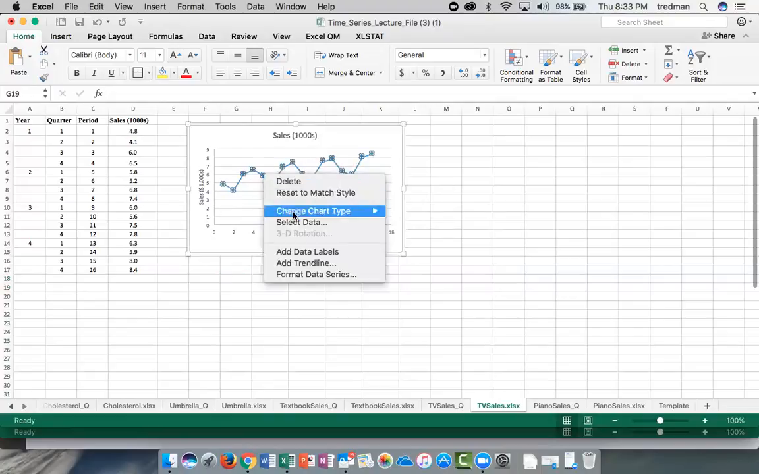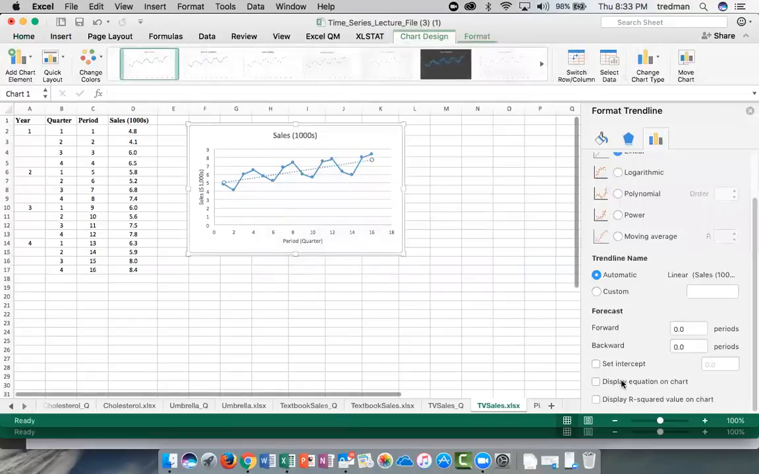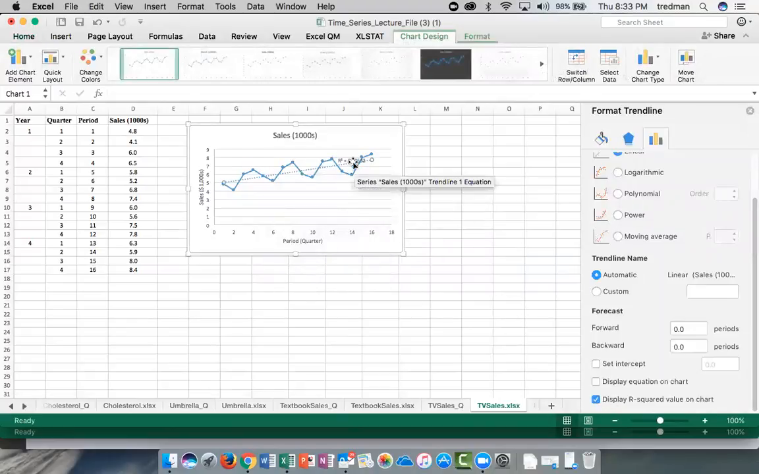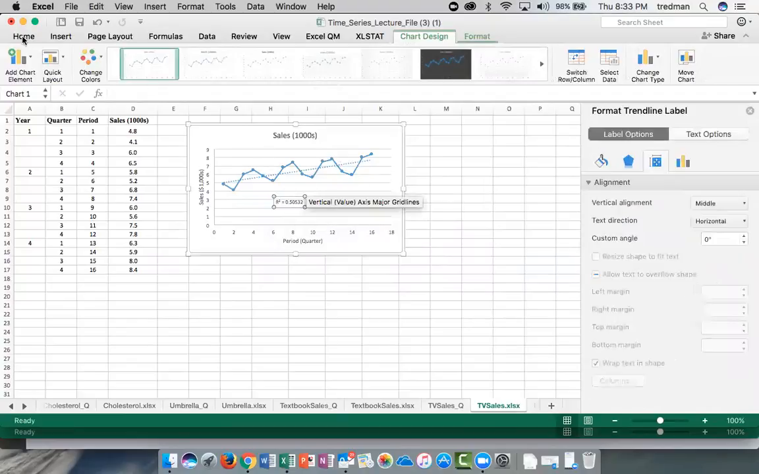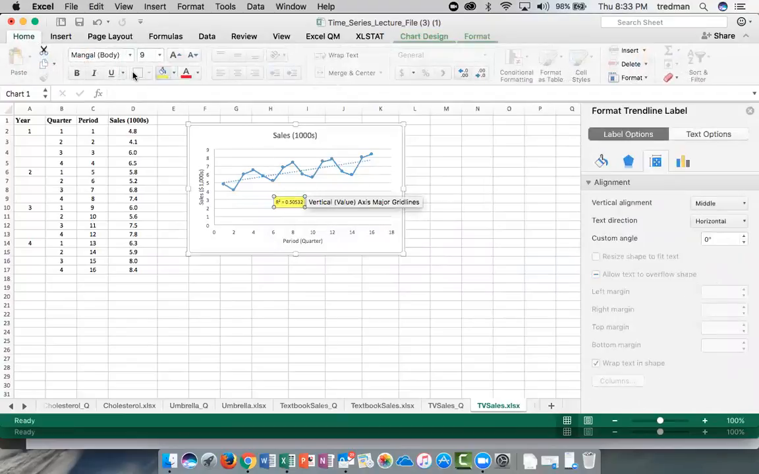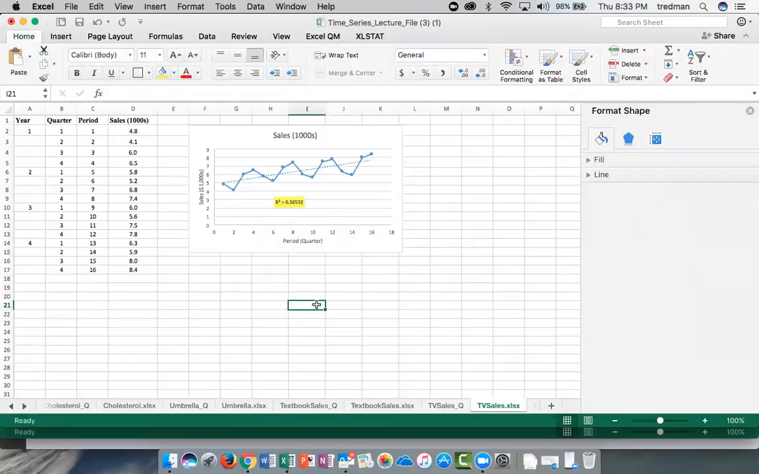And if I go ahead and add the trend line, display the R square, note that now I have an R square of 0.505. That confirms that there's a trend, and I have a seasonal pattern. So this is a seasonal with trend pattern. Okay.